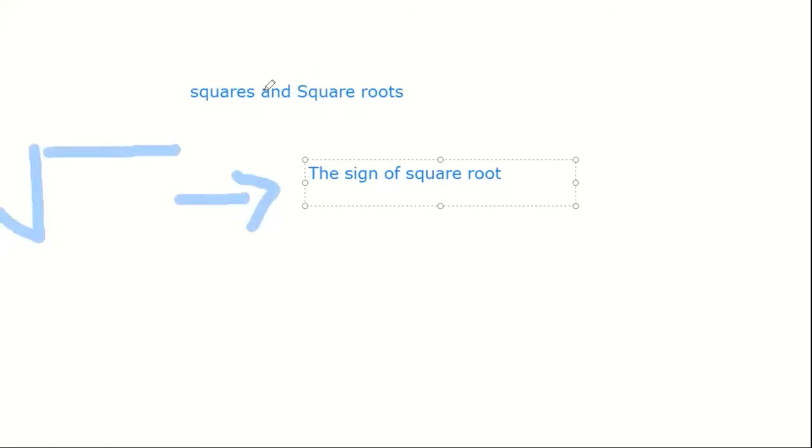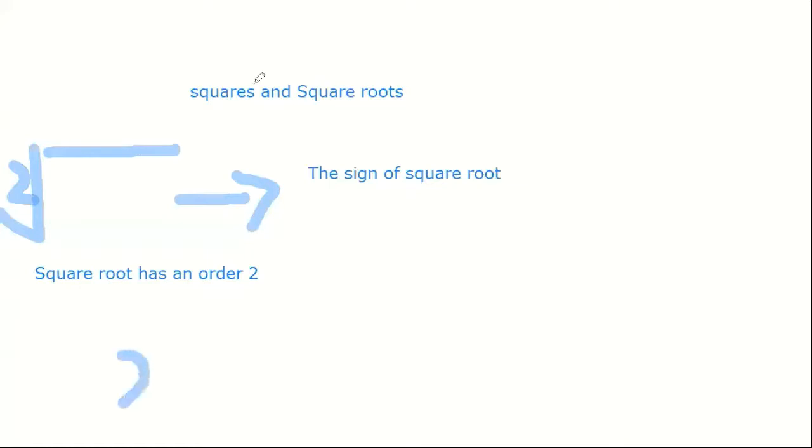Square root has an order 2. I write square root has an order 2. You know, it means the order is 2 here. This is the order 2.